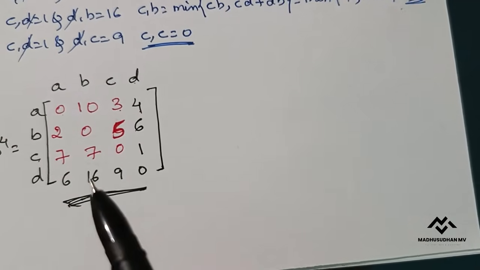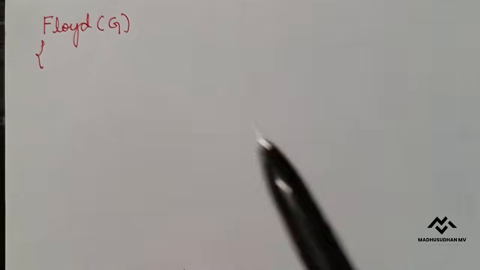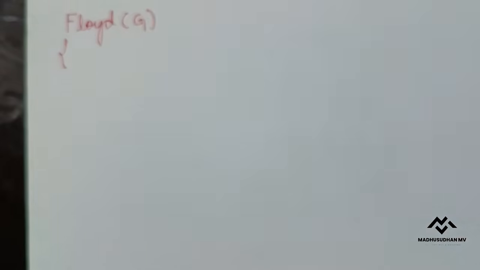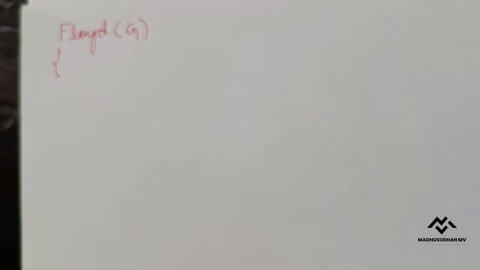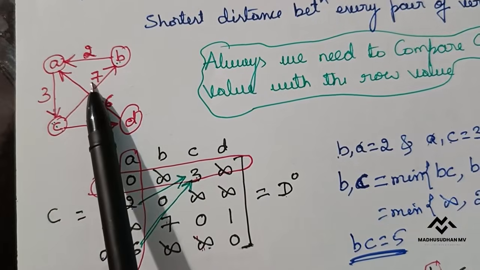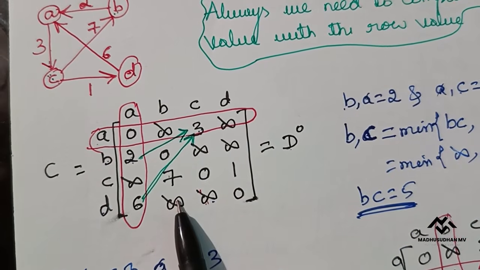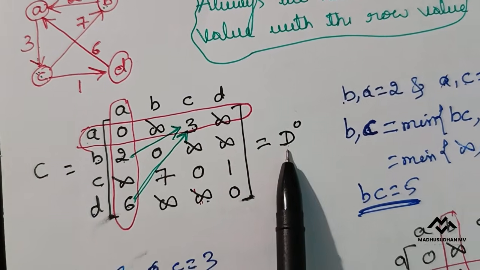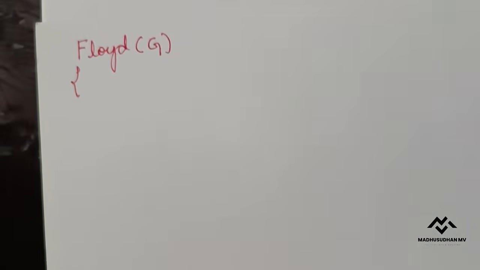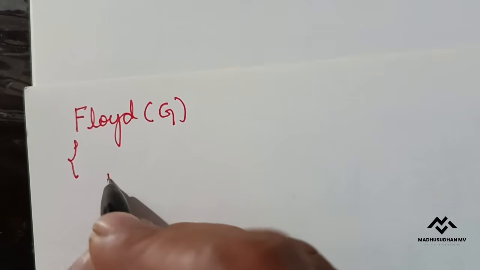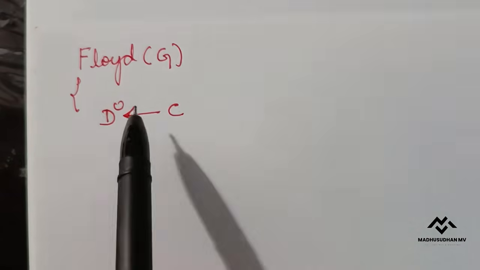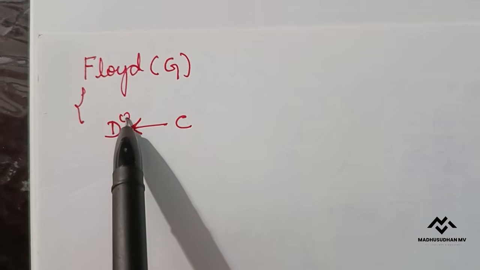Now we need to write the algorithm for this. So the name I have given is Floyd. The given graph is the input. For the given graph, the first thing we did was write the cost adjacency matrix. The same cost adjacency matrix we considered as D to the power of 0. The same thing I'll do now: the cost adjacency matrix C that we wrote, we consider as the distance matrix with 0 intermediate nodes.